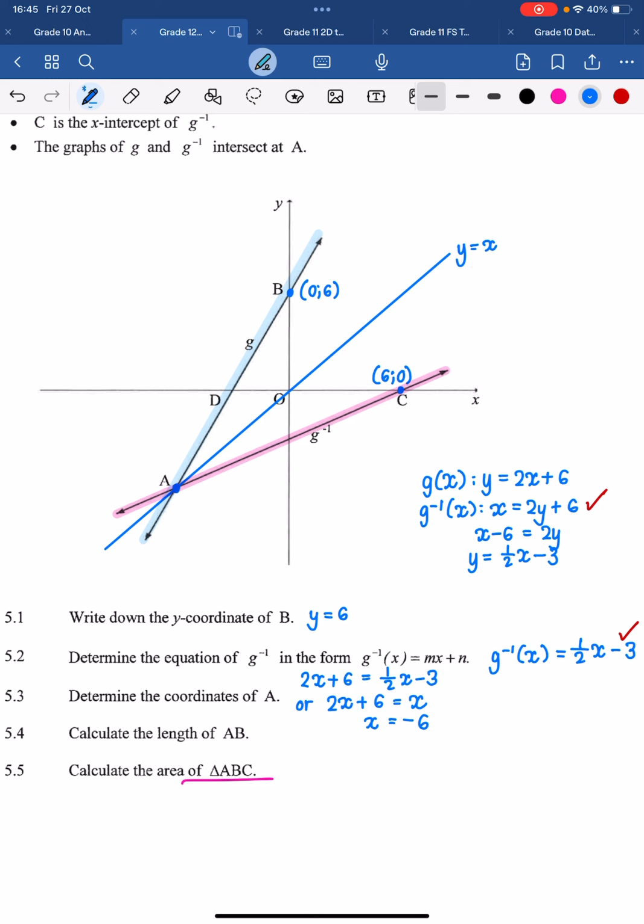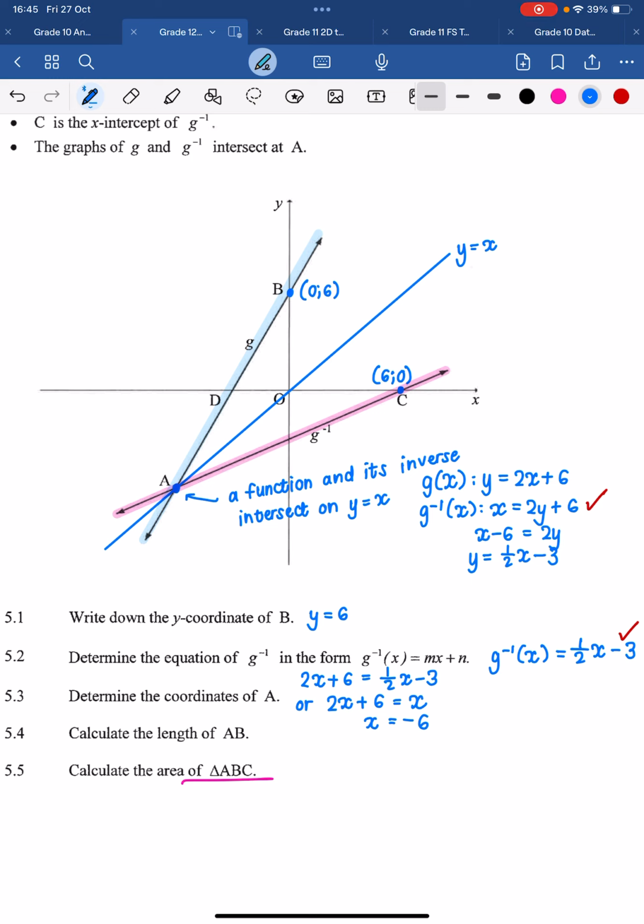So remember, I'm going to make a little note here. A function and its inverse intersect on y equals x.